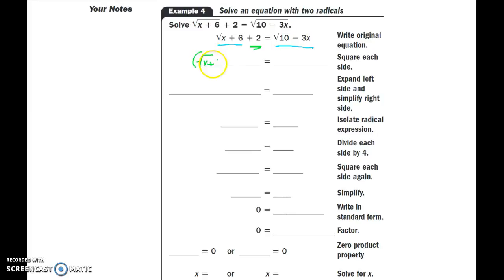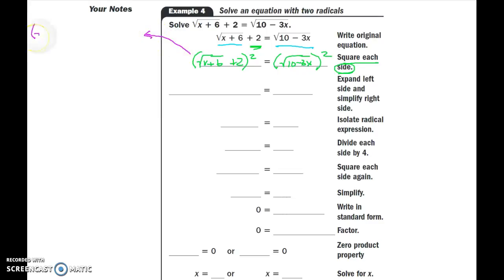x plus 6 plus 2. We have to square that, and the square root of 10 minus 3x. We have to square that. So look at, when you square one side of an equation, you have to square the other side. So we're squaring each side. So I'm going to take this part here over to our work area, and we're going to square this.